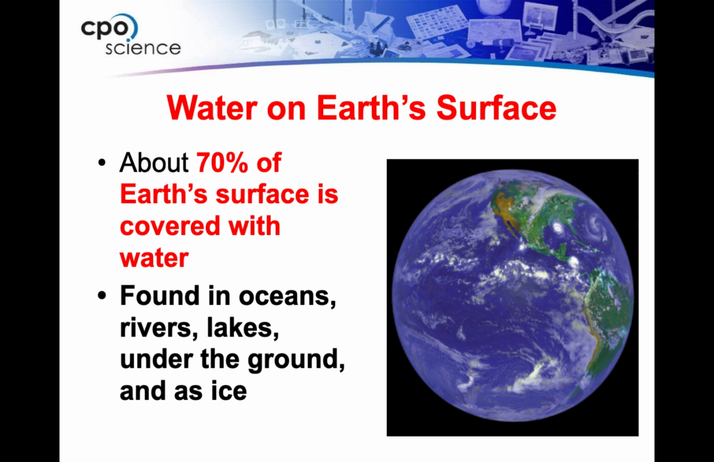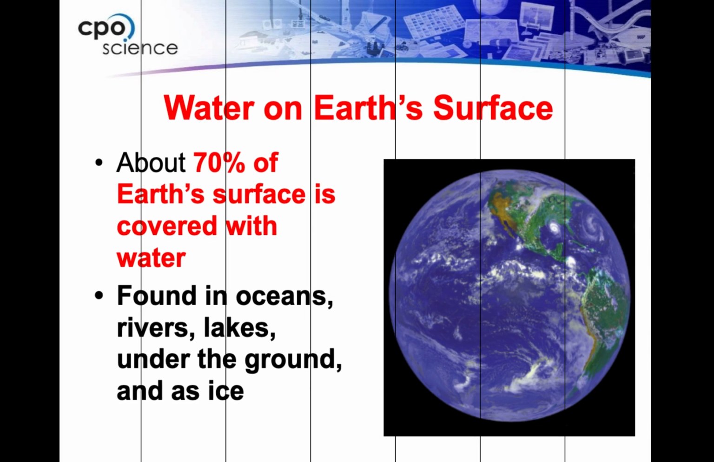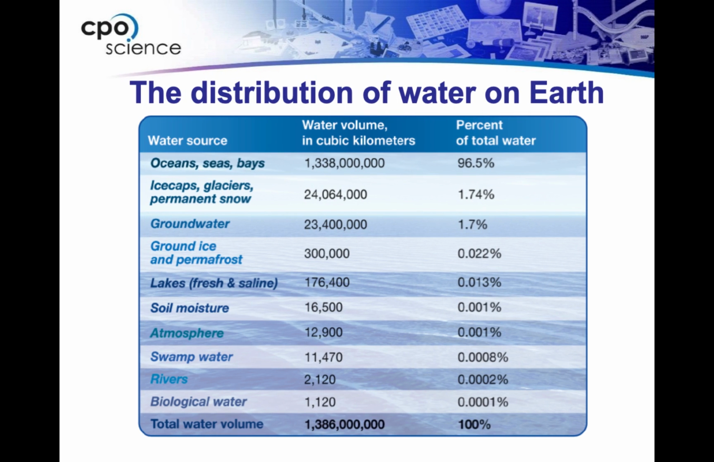And as we all know, we find water in lots of places. We find water in oceans, in rivers, in lakes, underground, as ice. We find it in the air. It's found in lots of different locations. So when you look at the distribution of this water on Earth, so we're covered by 70% of water, but now kind of look at how that's distributed.